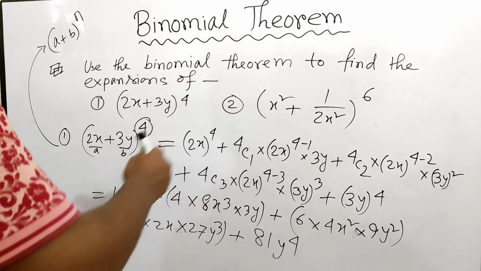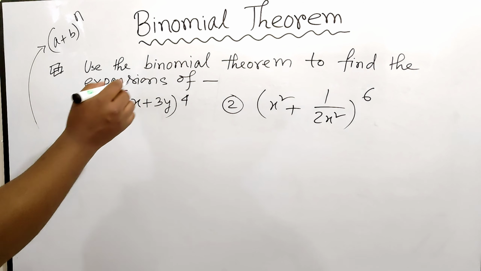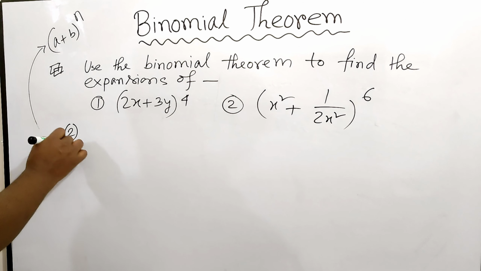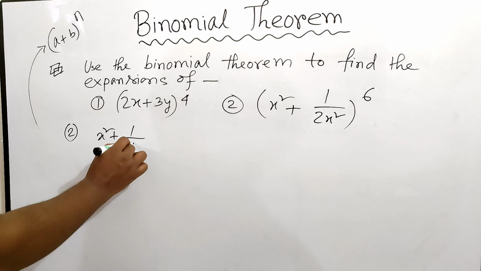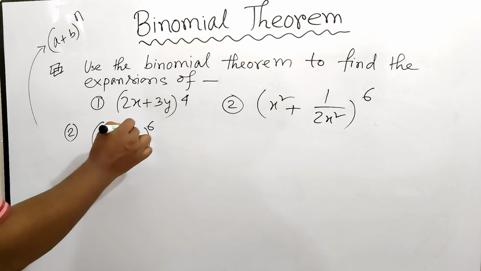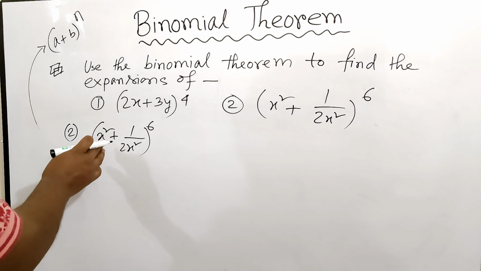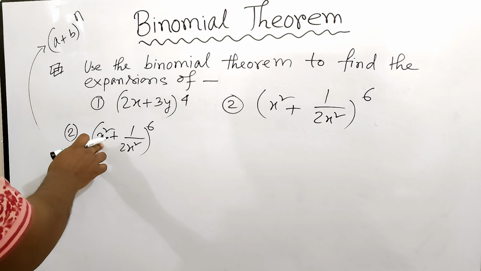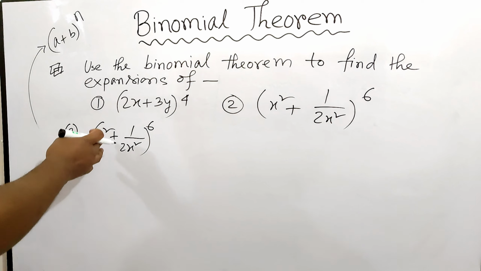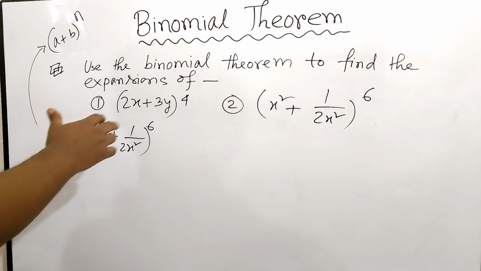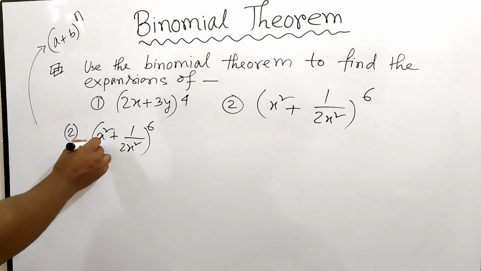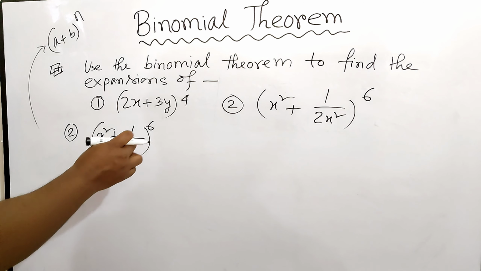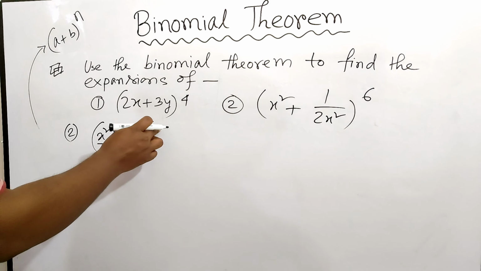Now I'll show number 2. In number 2, that is x square plus 1 over 2x square, to the power 6. It doesn't matter what is in the place of a and b. It could be a fraction, it could be any number, so you just follow the formula. Here a is x square, b is 1 over 2x square, and the power n is 6.